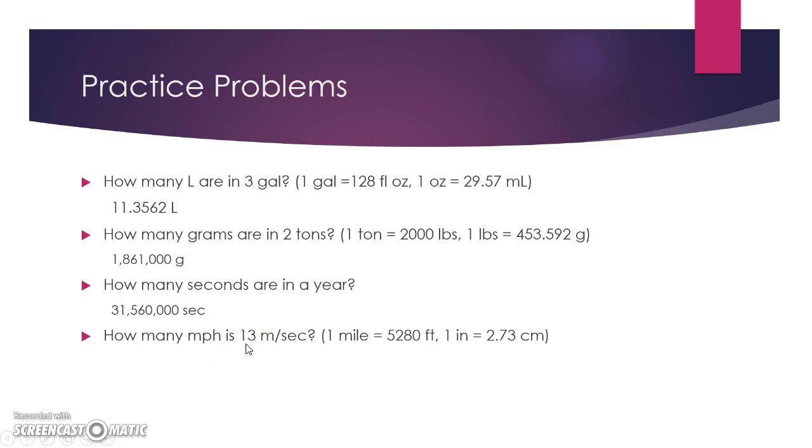Now this is a slightly harder one. It's how many miles per hour is 13 meters per second, and 1 mile is equal to 5,280 feet, and then 1 inch is equal to 2.73 centimeters. So in order to solve this one, you needed to have remembered what I said about how you not always carry units down, you have to carry them up too. So in this case, it's 29.08 miles per hour.